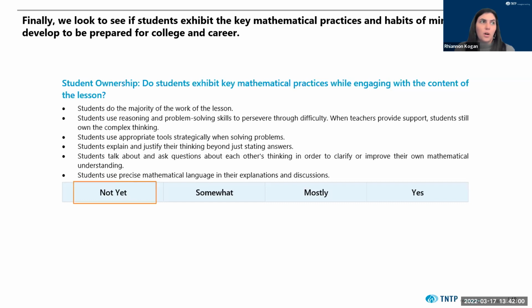And then finally, for student ownership, for this one, we were at a not yet. I think many of you were at a somewhat or a not yet. The reason why we are at a not yet is those students work on a task for the majority of the lesson. The focus is on computation over reasoning and problem solving. Teachers ask students to count the sides to find the perimeter, but don't ask students to explain or justify their thinking in any way by explaining their problem solving process. It's just about counting and getting the right answer. When misconceptions arise, students do not own the complex thinking. The teacher explicitly names the error for students and what to do to solve the problem instead of questioning the students to help them get there.